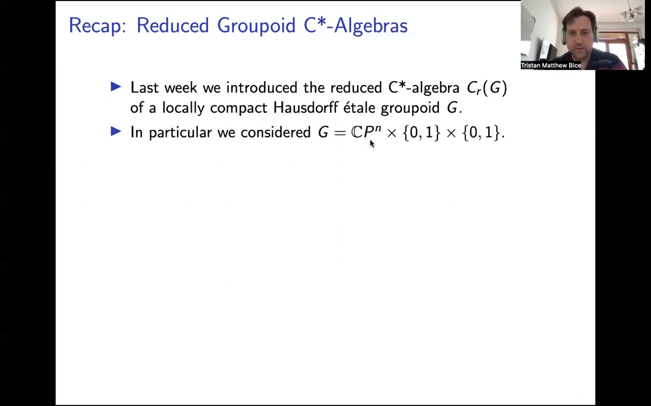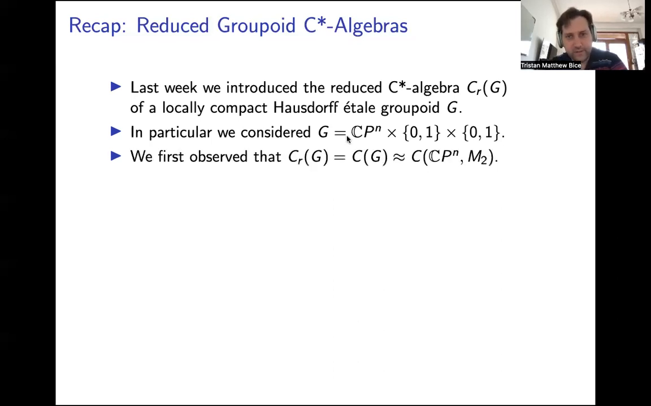In particular, as a toy example, we considered a groupoid which is a trivial groupoid, the complex projective space of dimension n, times a slightly not so trivial groupoid where you just have two copies of 0, 1. It's just the full equivalence relation on a set with 2 points, right? So here the product is non-trivial, here the product is trivial, but here the topology is non-trivial, whereas here the topology is trivial, it's discrete. So you combine these two to get a somewhat interesting groupoid from which you can define a reduced C-star algebra.